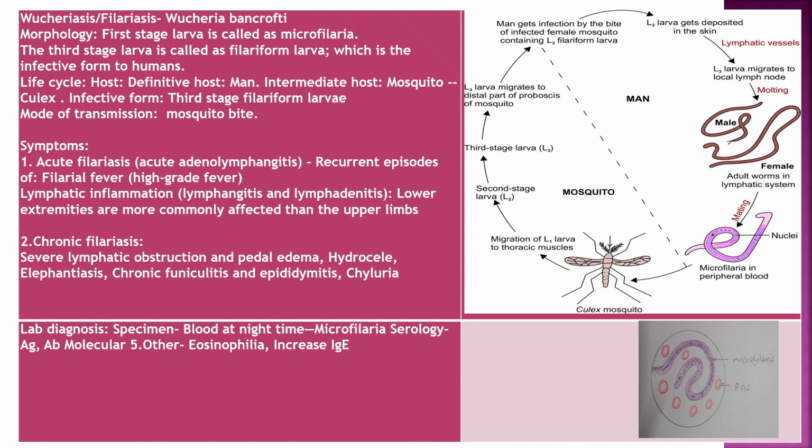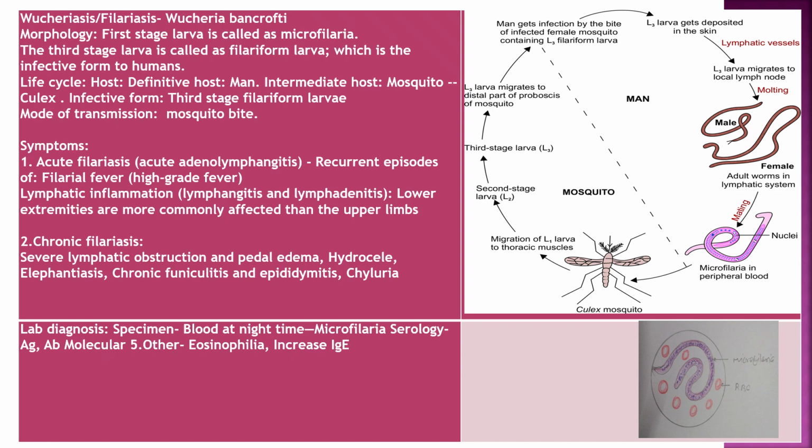Wuchereria, filariasis caused by Wuchereria bancrofti. Morphology: first stage larva is called microfilaria. Third stage larva is called filariform larva, which is the infective form to humans. Life cycle, host: definitive host man, intermediate host Culex mosquito. Infective form: third stage filariform larva. Mode of transmission: mosquito bite.